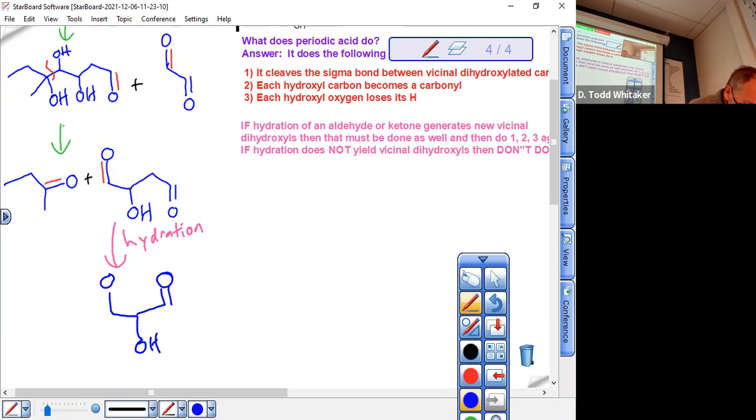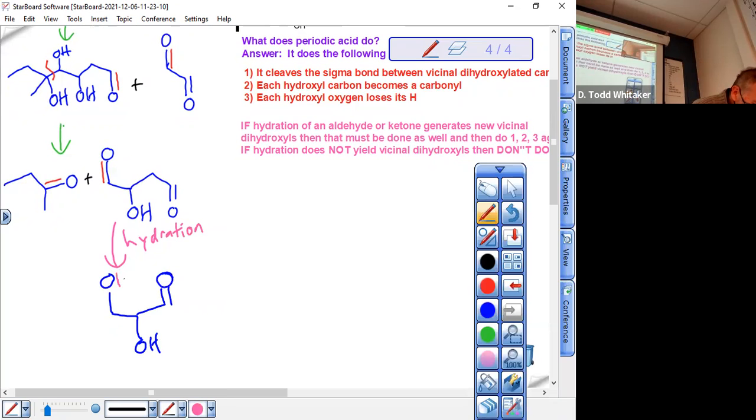And hit it with some pink. Hydration puts an H on the O and an OH on the same carbon. Hey, guess why you did it? Because you can now do that. What's that squiggle mean again? This is what the squiggle means. When do we do a squiggle? When you see vicinal carbons with hydroxyls on each one.